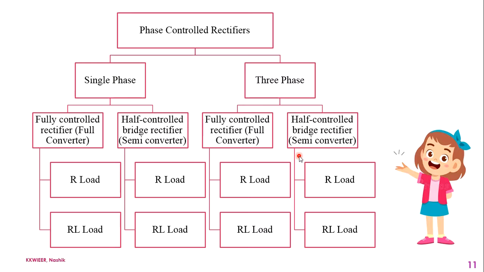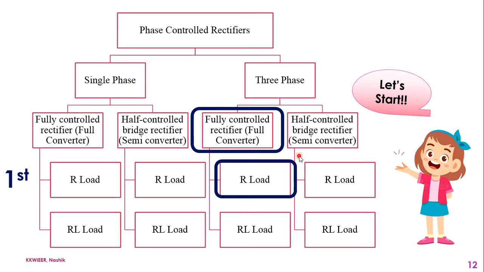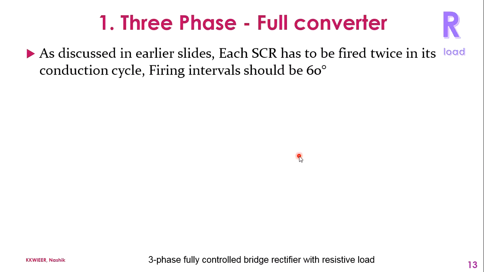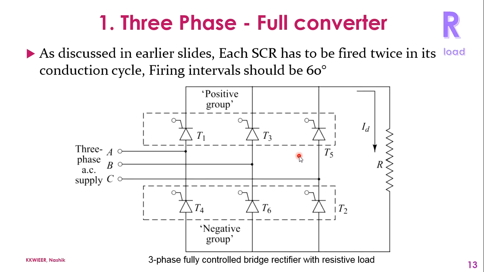Now we will start with our first converter, that is a three-phase full converter or fully controlled rectifier with the resistive load. So as discussed in the earlier slides, each SCR has to be fired twice in its conduction cycle with the firing intervals of 60 degree. So this is a three-phase fully controlled bridge rectifier with the resistive load.